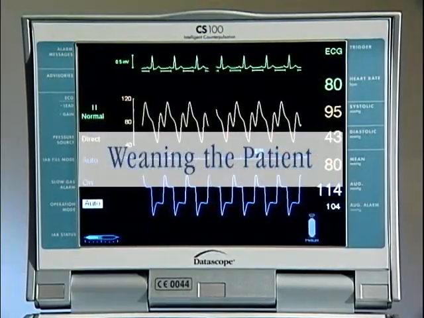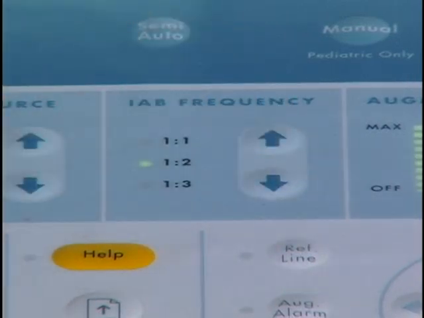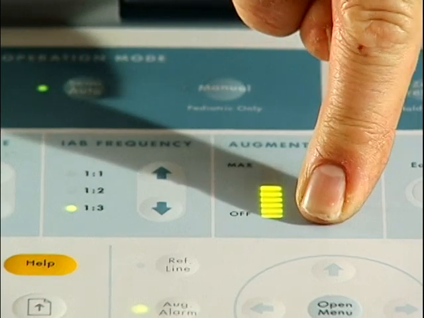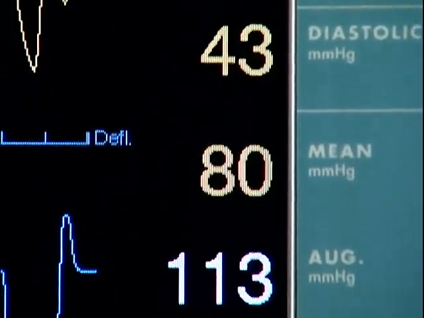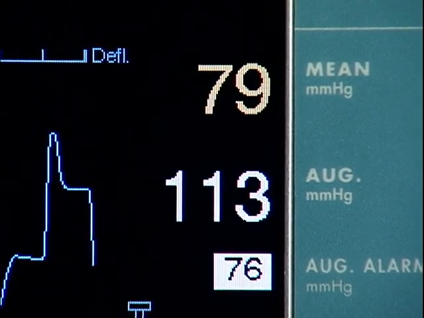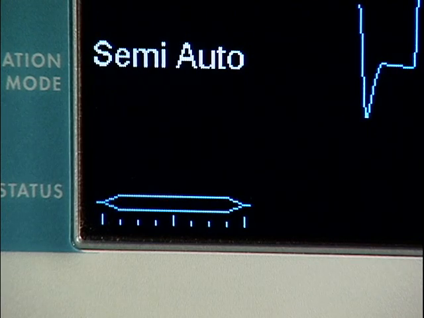Weaning a patient from IAB support may be accomplished by gradually reducing IAB frequency, IAB augmentation, or a combination of both. When weaning, it is recommended that frequent assessment of hemodynamic parameters and patient condition is made. When weaning by reducing IAB augmentation alone, do not reduce IAB augmentation below the point at which movement of the IAB status balloon indicator is less than half.